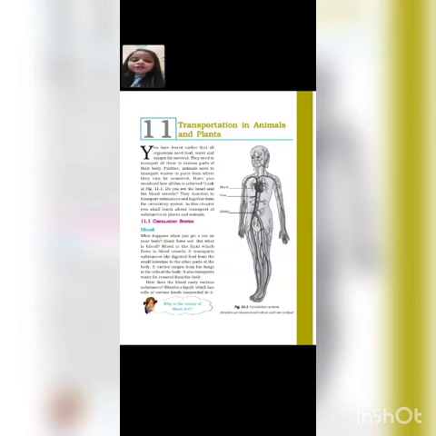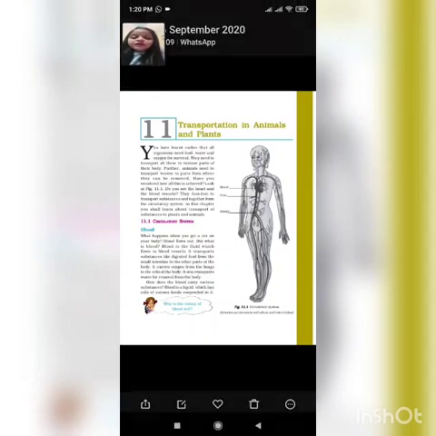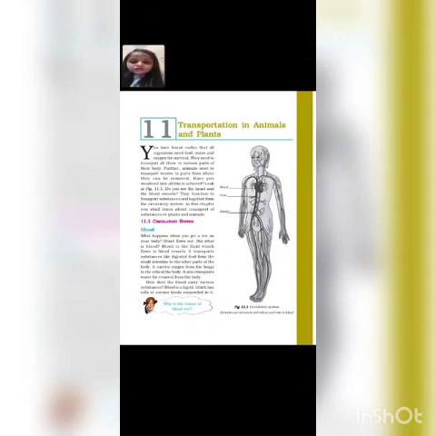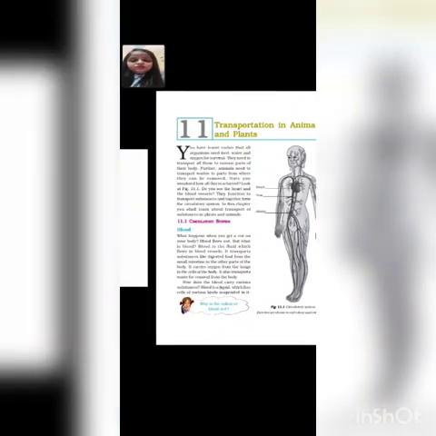You can have a look at the figure 11.1. In this figure, you can clearly see the heart, vein and artery. In this chapter, we will be reading in detail about all this. So first we will discuss about blood. So what is blood? What are the components of blood? This is all we're going to read.